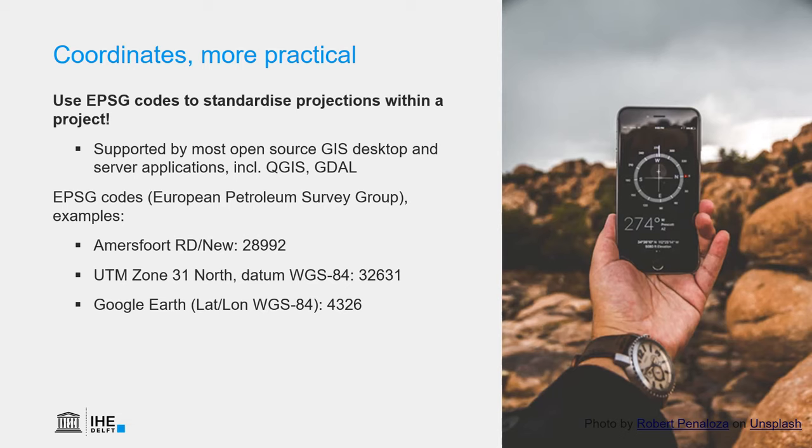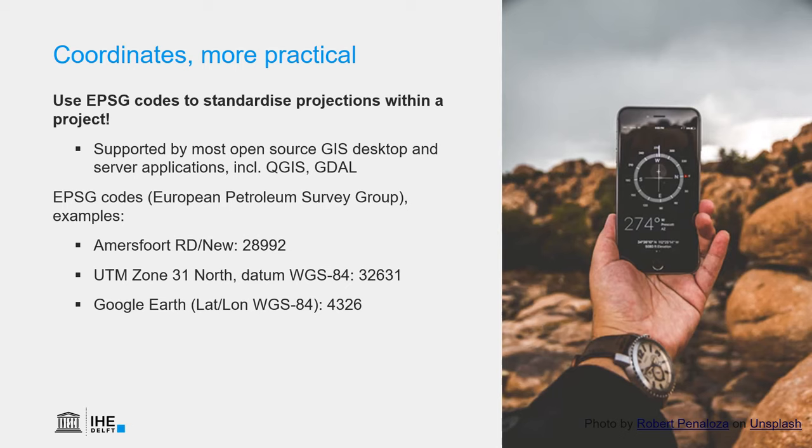The same we can do for the UTM zone of the Netherlands, 31 North, on the datum WGS 84, and there it is 32631. If we would stay with latitude longitude on WGS84, we use the EPSG code 4326.